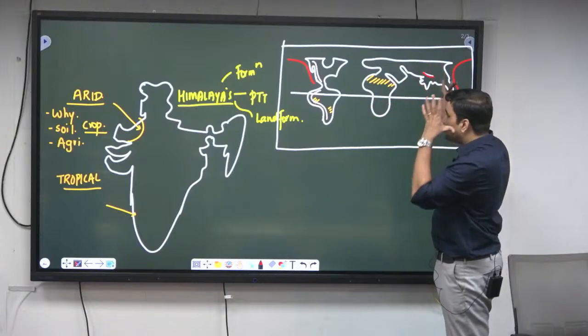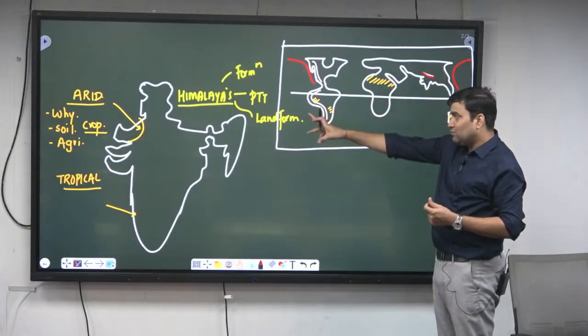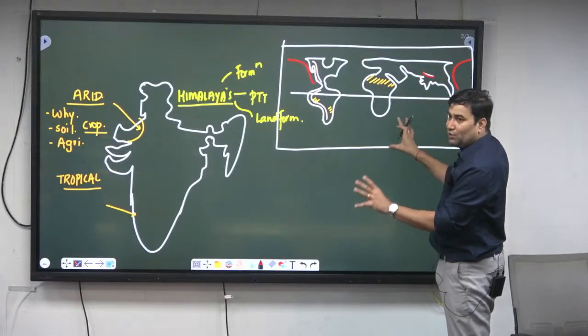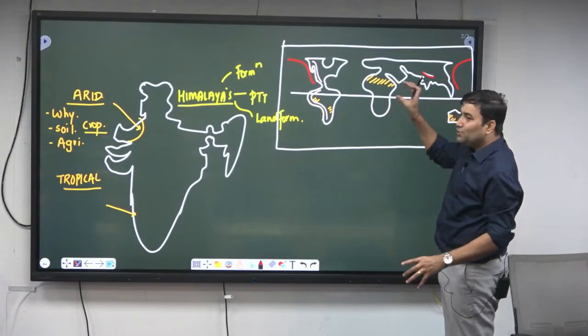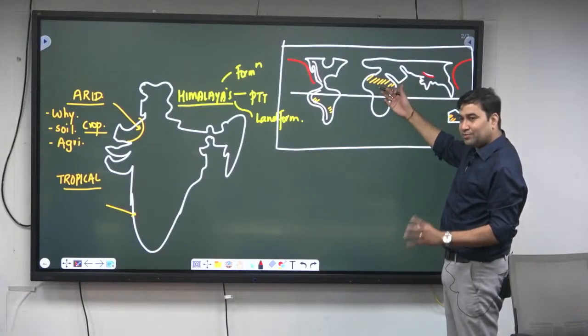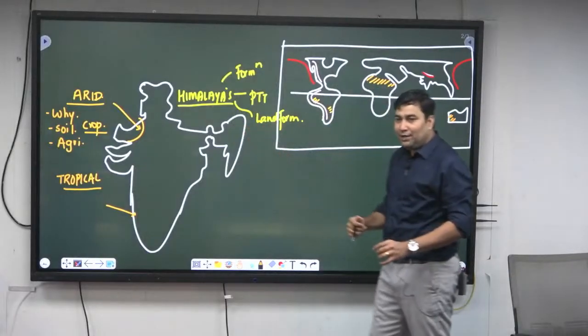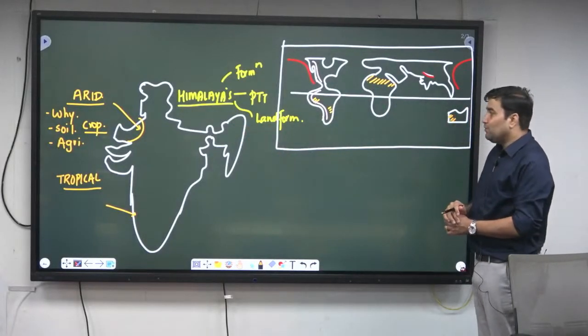So this scientific explanation is your geomorphology. That is what I mentioned. But at the same time, you also have to understand the climate of the world. Which type of climate can you find in which region? Getting the idea?